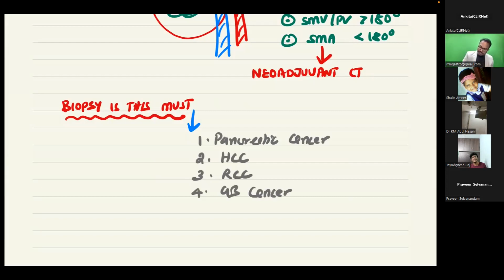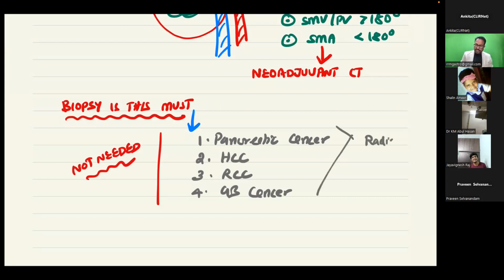So in which cases is biopsy not needed? In all these cases, no need of biopsy. You may wonder, sir, how can we operate thinking it is a cancer? All these cancers are diagnosed based on radiological investigations. No need of help of a pathologist. Radiological investigations are enough.